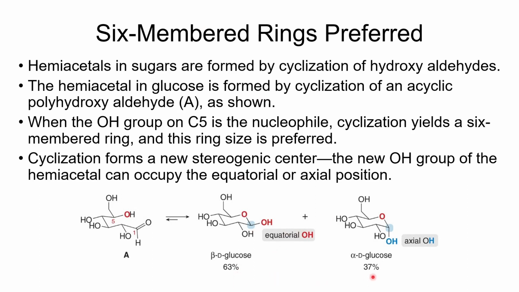You'll notice we don't get a 50-50 mixture here because our starting material is not achiral. It is a chiral molecule. So we can get one of these preferentially over the other. All right, well, that is the end of chapter 18.